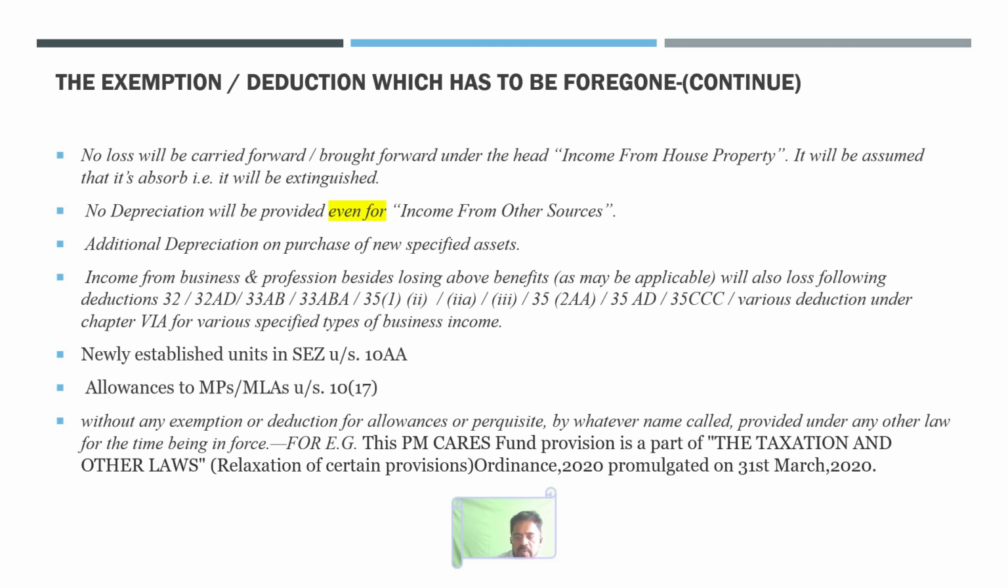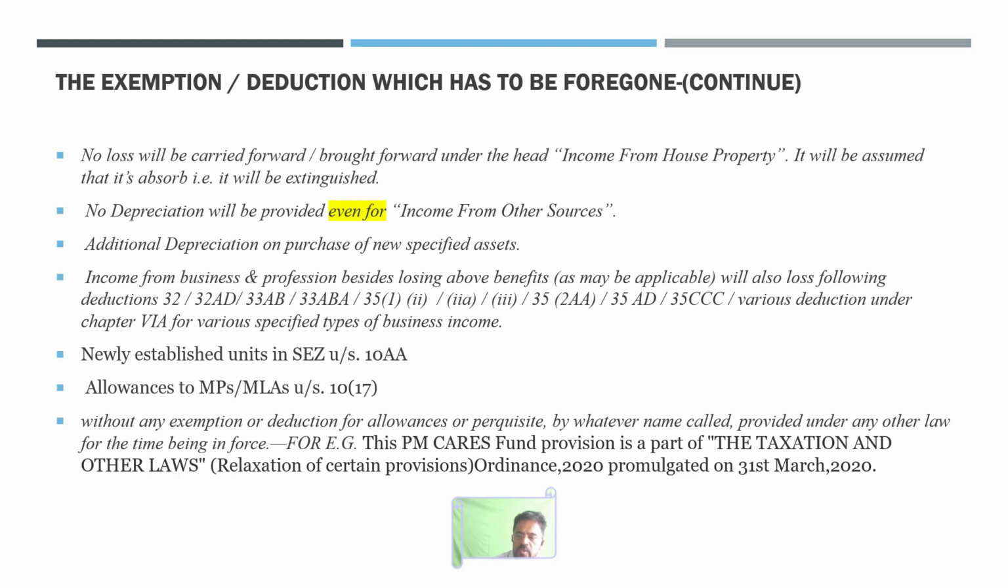Take for example one very well-known thing at this particular moment in the COVID situation. A PM CARES Fund was created, and an amendment was made that if you make any contribution up to 30th of June 2020, then that contribution you can claim in the return of 2019-20. But if you try to claim it in the return of 2020-21, and you go for the alternative rate of tax, you will not get this particular deduction. This is one of the exemptions.